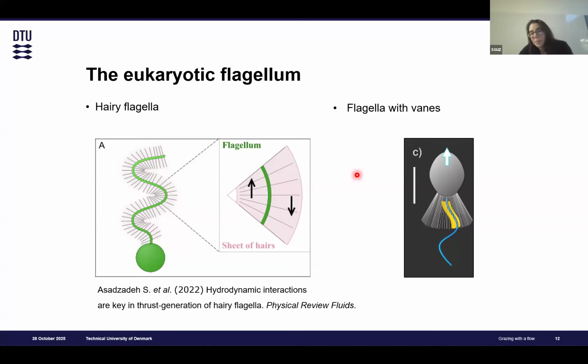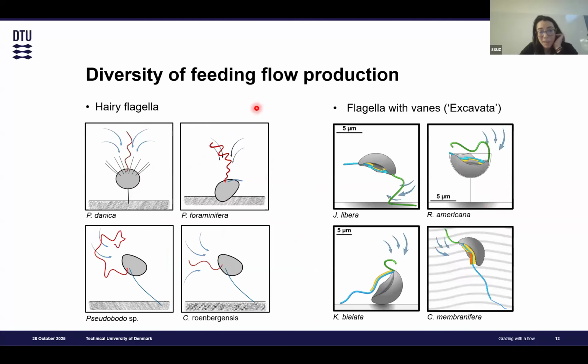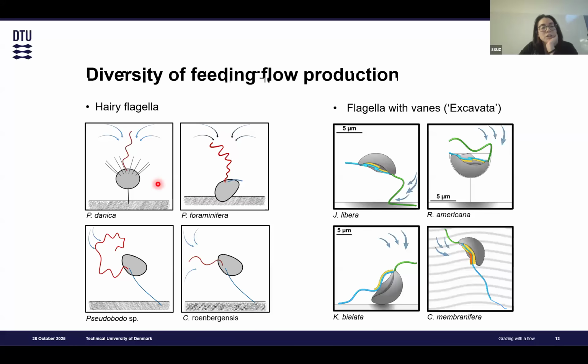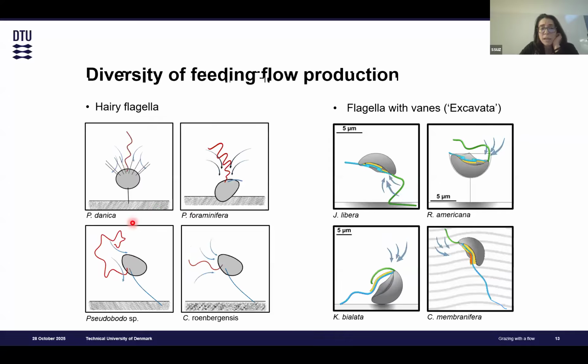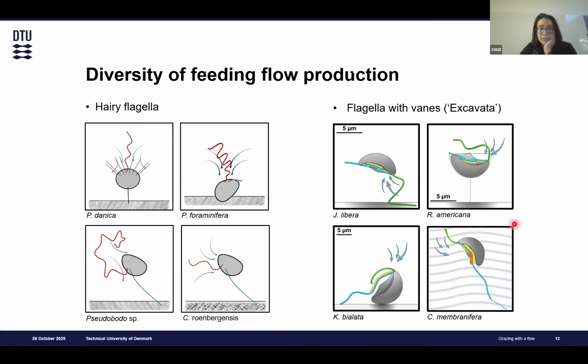Flagella with veins have been studied, for example, in flagellates that also bear flagella with veins, but the configuration I have talked to you about, the typical excavate, had not been studied before. You have many ways of producing feeding flows, so there is not a single one. The diversity is quite astonishing, and just looking at a few species, you can see that the configuration of the flagella, the position of the cell, and the direction in which they generate the flows can be very varied amongst these different groups.